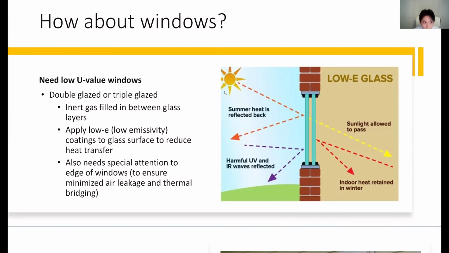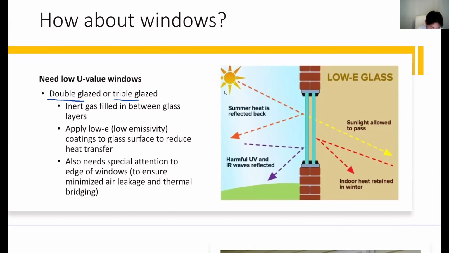But windows are also very poor insulators. They are just glass, right? They're very thin and they have very high thermal conductivity. That means heat can get in or get out very easily through windows. So in order to satisfy our demands, which is to have windows but also keep them thermally capable, we can introduce some type of high insulation or low U-value windows. Basically double glazing or triple glazing. Double glazing means there are two glass panels, and triple glazing means there are three glass panels.